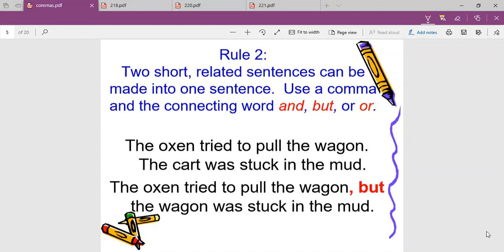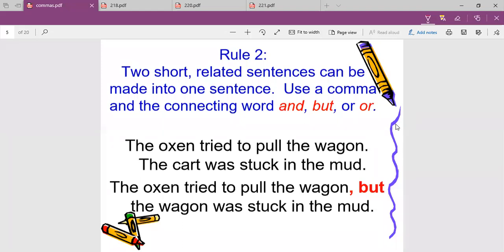Okay. Excellent. Okay, now we have here another example. The oxen tried to pull the wagon. This is one sentence. The second sentence, the cart was stuck in the mud. So this is the wrong one. It's two separate sentences. Now how can I join them? Yes, Noor, you can read it now. The oxen tried to pull the wagon. The cart was stuck in the mud. The oxen tried to pull the wagon, but the wagon was stuck in the mud.